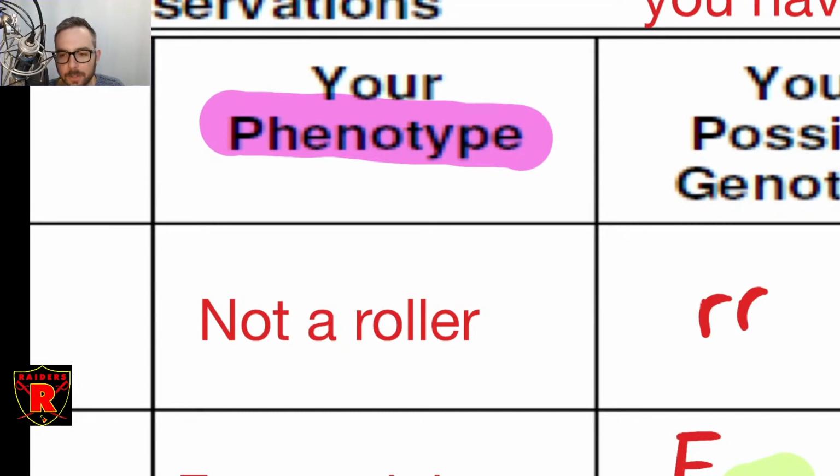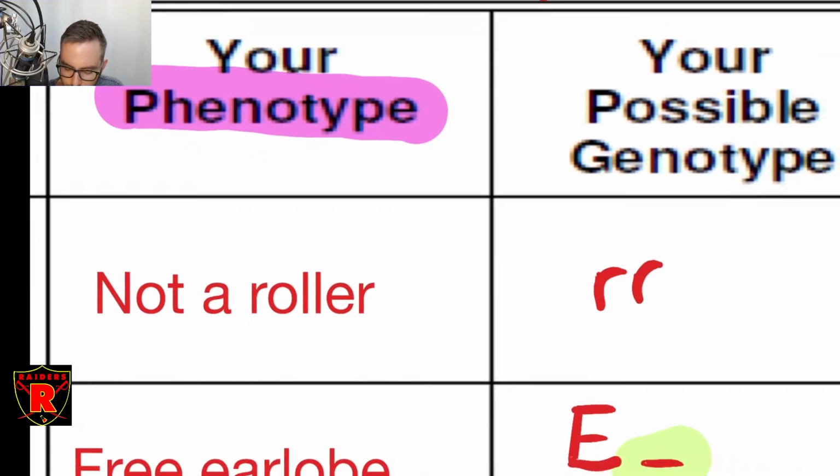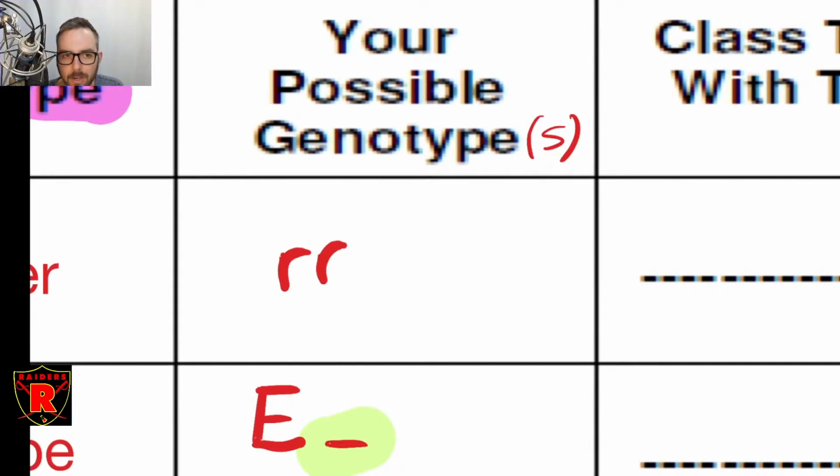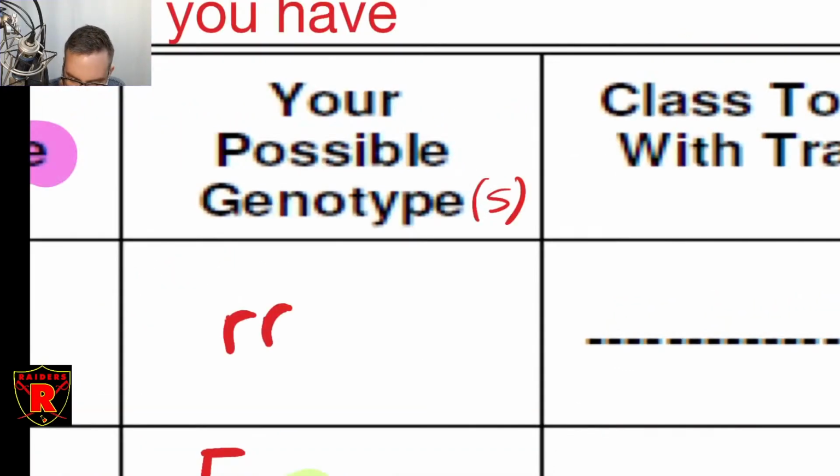Okay? So under phenotype, I want you to record either you're a tongue roller, you can make a roll with your tongue, or you cannot. Okay? I cannot, so I'm not a roller. Because I'm not a roller, that means I'm showing the recessive trait. So the recessive trait is small r, and I know for sure that my genotype is little r, little r.